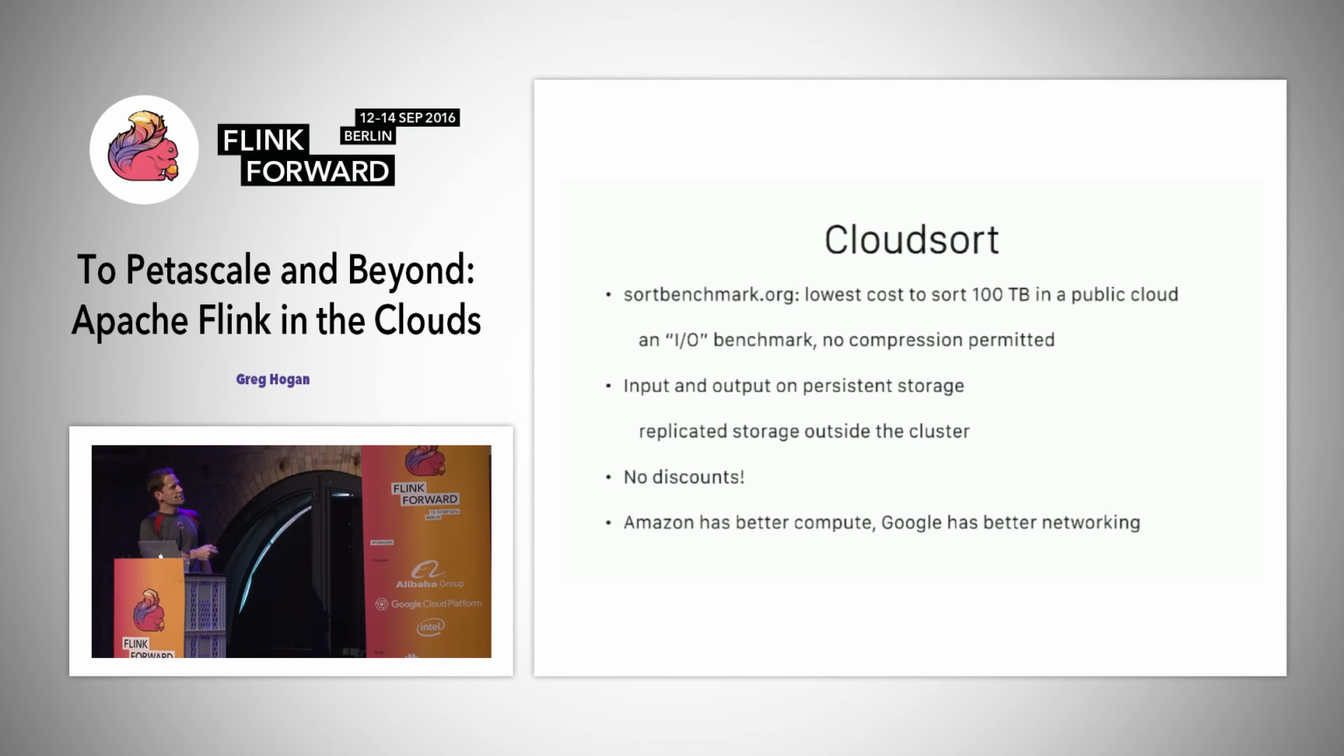They define it as an I/O benchmark, so they don't allow you to do things like compress. And the input and output have to be on persistent storage, something like Amazon S3 or Google Persistent Disk. And you can't use spot pricing. You can request spot pricing, but you can't use that for your final price. I find it very interesting: Amazon has much better compute, Google has much better networking. It'll be interesting to see how that changes over the years.